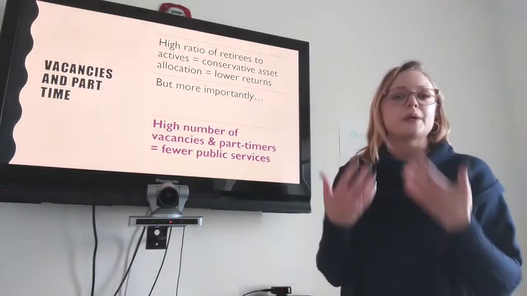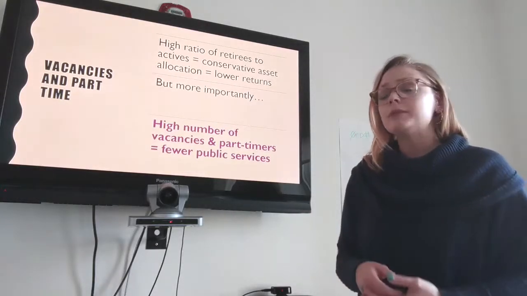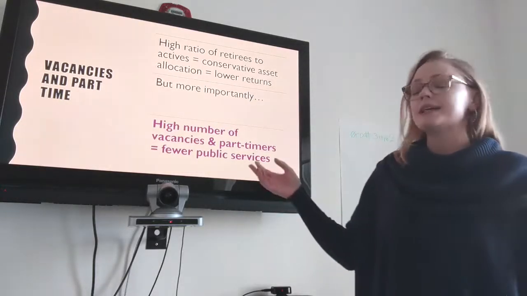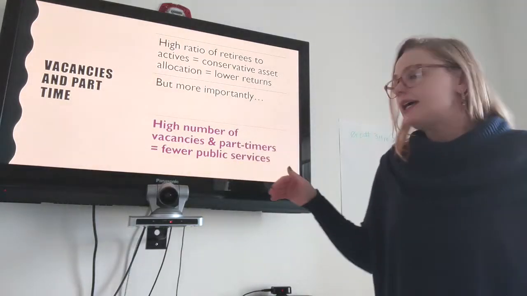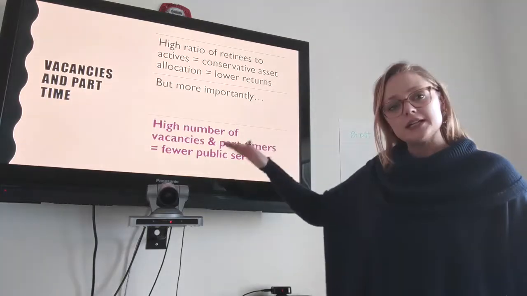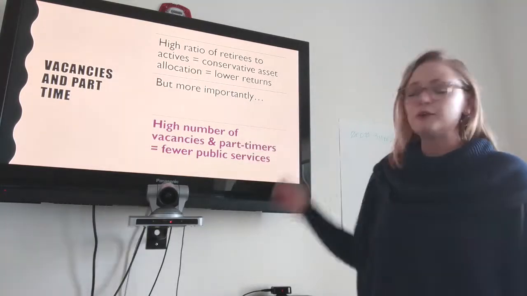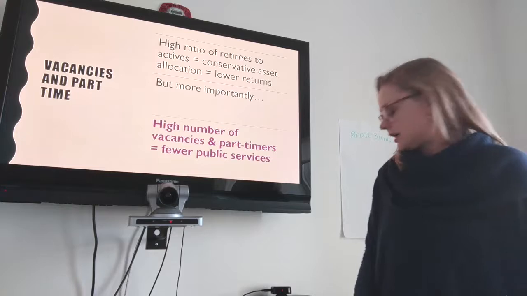Obviously we care about that because we care about the sustainability of the pension, but I think the most important thing here is that if we have a low number of active employees, that means that we have a high number of vacancies. That means that there are fewer public services being provided.